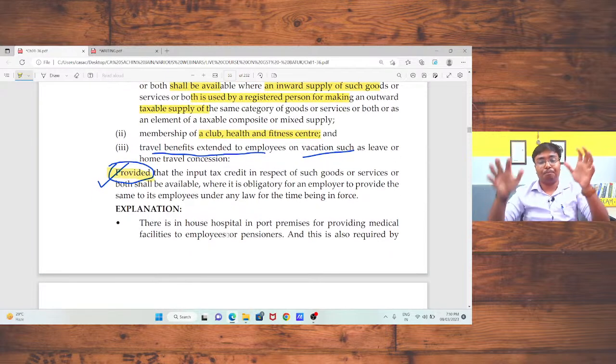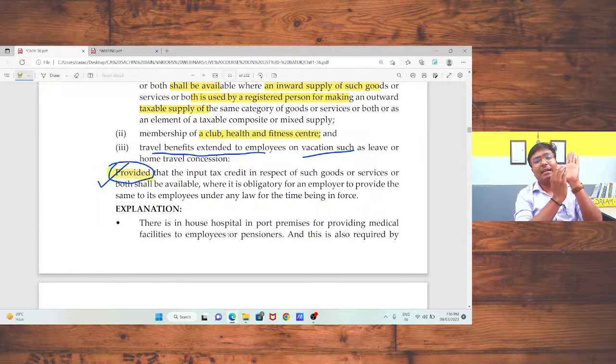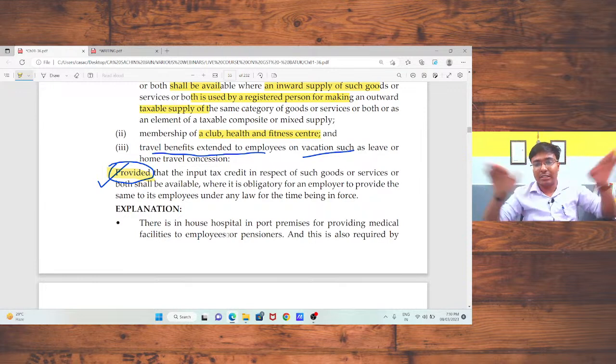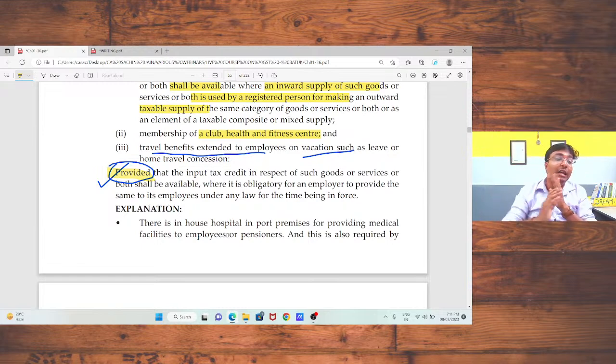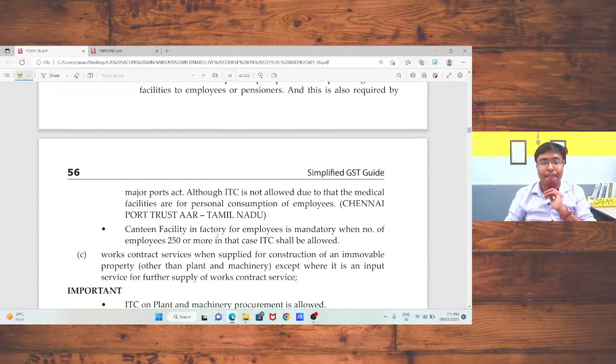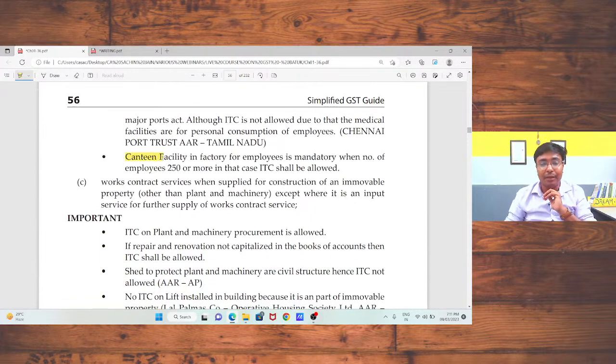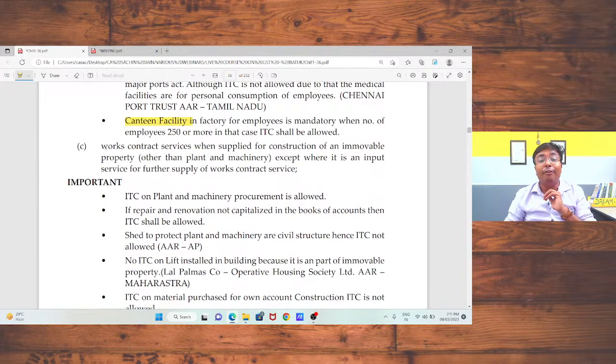Okay sir. So, we had discussed that for motor vehicles, aircraft, and vessels, input tax credit is not allowed. Food, beverages, healthcare, and beauty treatment input tax credit is blocked under section 17, subsection 5. But if we use the same in further supply, in that case input is allowed. Sir, the concept is okay. The same example is here. In case of works contract services when supplied for construction of an immovable property, except where it is an input supply for further supply of works contract.